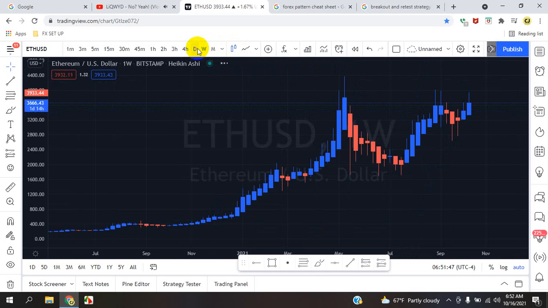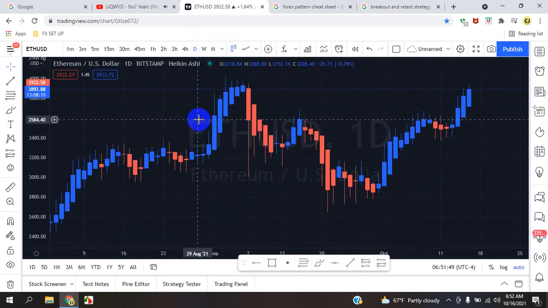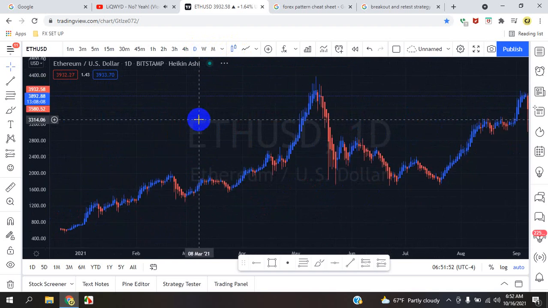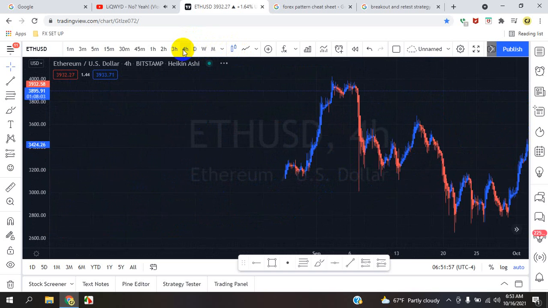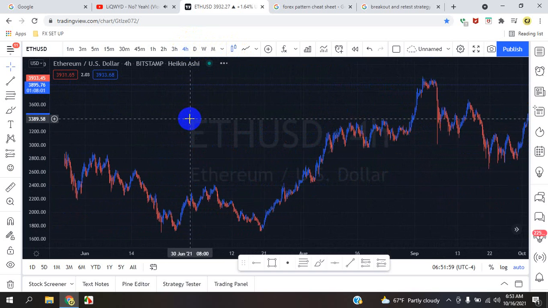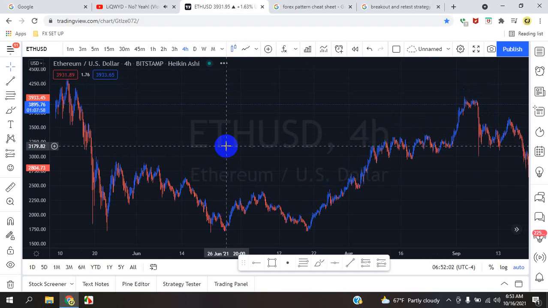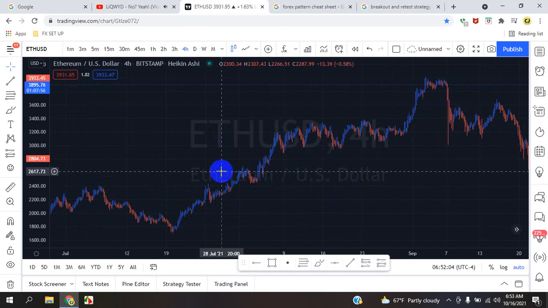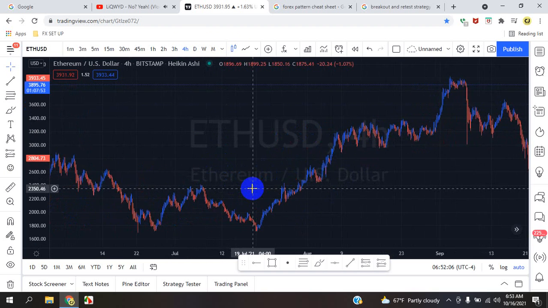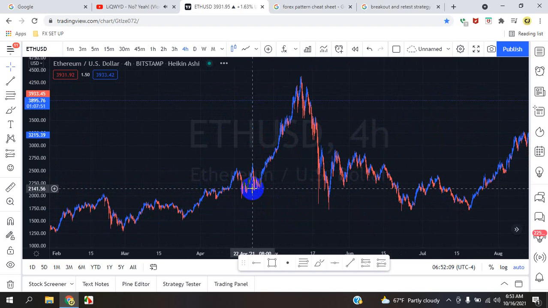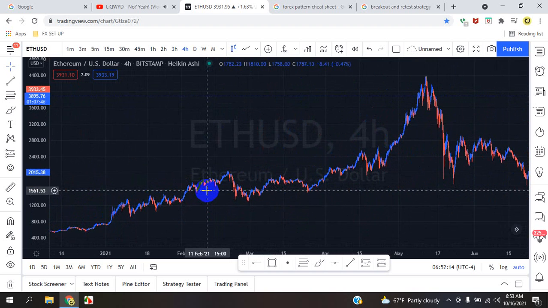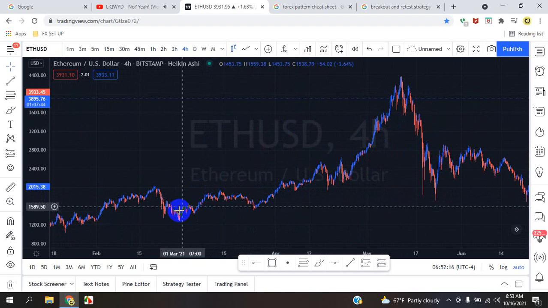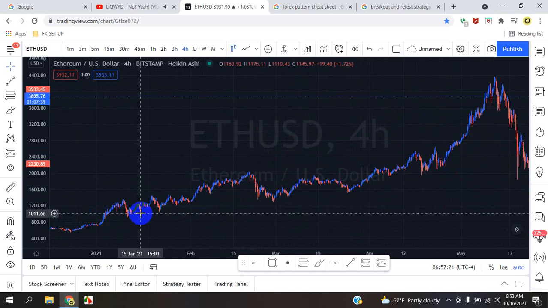So let's find an area in the market so we can discuss patterns. Currently we are on a weekly time frame. Let's head down to the daily time frame, then down to the 4-hour. Okay, let's go back as far as February 2021.